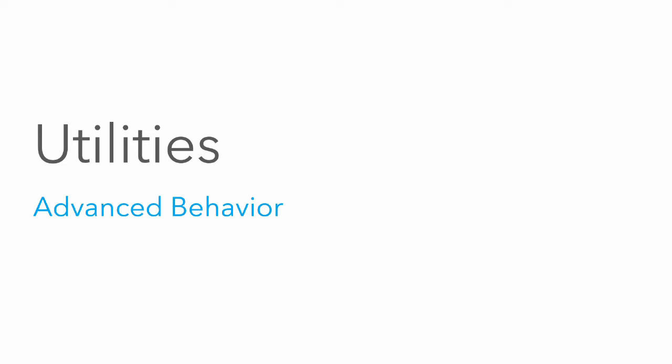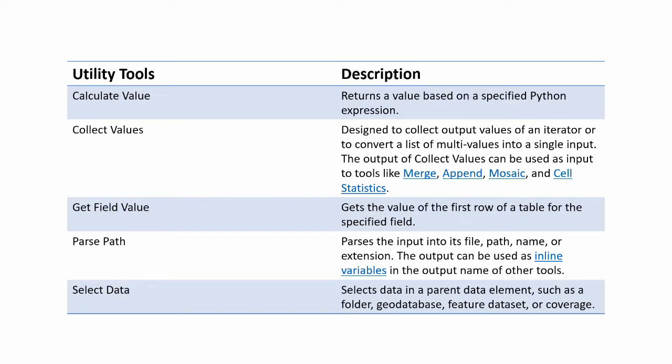There are 5 utilities that support advanced behavior in ModelBuilder. So here is the list of those utilities that you have access to. One of those is Collect Values. What that's really saying is, I have this iterator and I want you to collect or convert any of those lists of multi-values into a single output. And those values can then be the input into other tools, like you see here, the Merge, the Mosaic, the Cell Statistics.